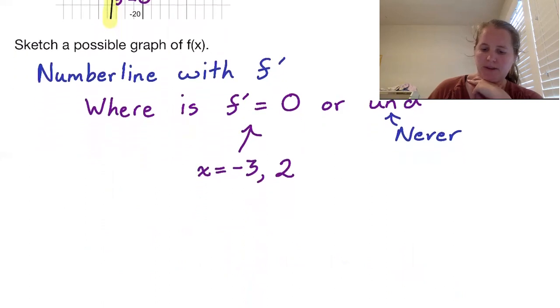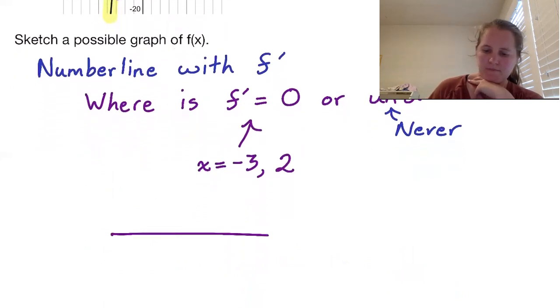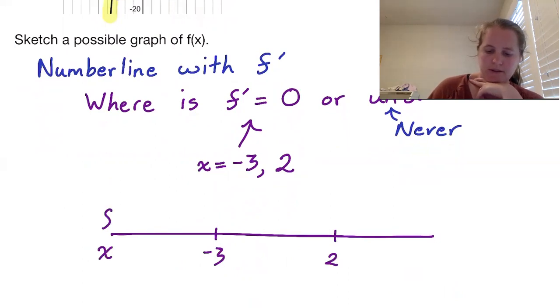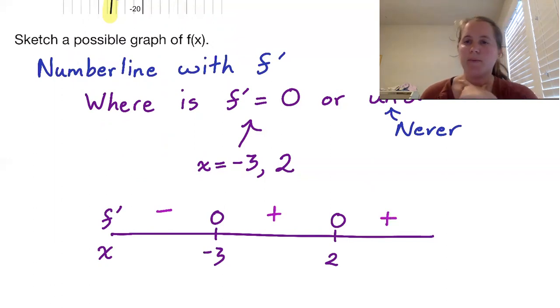So if we do our number line, between -3 and 2 are our points of interest, that's x. F prime, we are 0 at those 2 points. F prime started off negative, switched to positive, hit the x-axis, and then went back positive again.